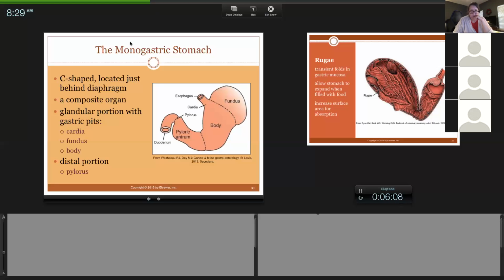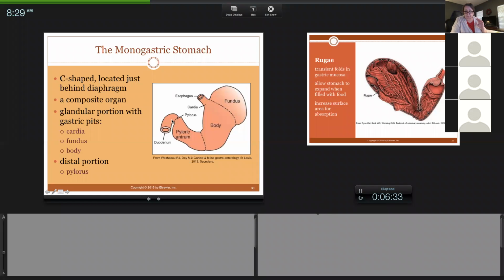Okay, so you need to know the opening versus the exit. The cardia, since it's higher up, it's closer to the heart. That's how I help remember. The cardia is the first opening, and C comes before P. So cardia before pylorus. So we've got the distal portion, or the end of the stomach, which is called the pylorus.